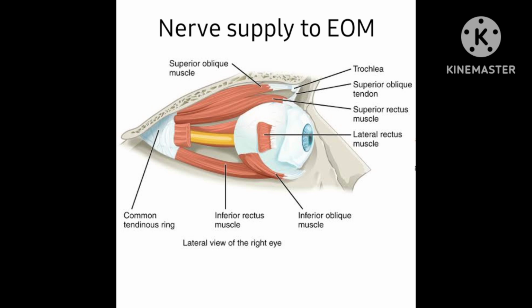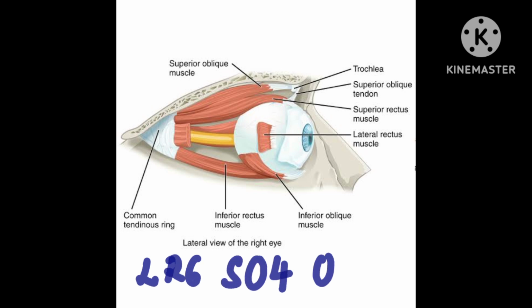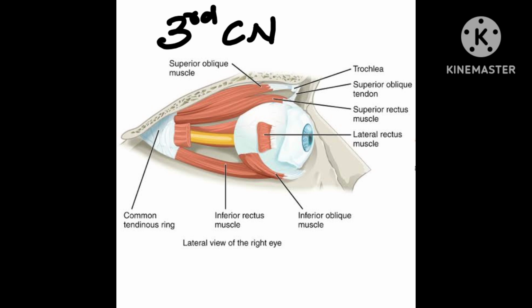Nerves supplying the extraocular muscles can be remembered by the formula LR6, SO4 and O3. LR represents lateral rectus, supplied by the 6th cranial nerve. SO means superior oblique, which is supplied by the 4th cranial nerve, and all other extraocular muscles are supplied by the third cranial nerve.